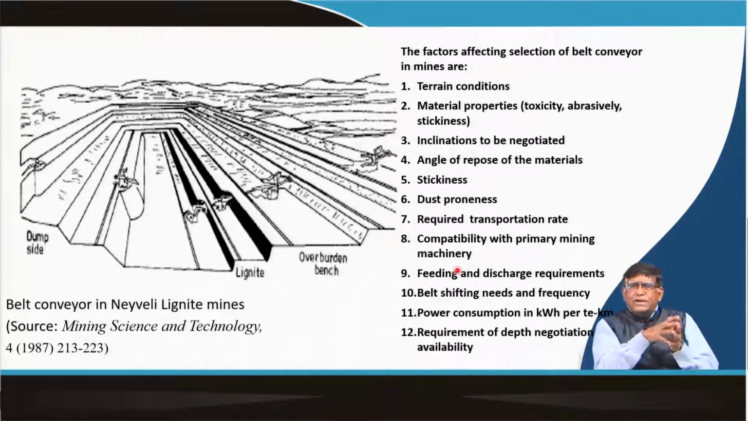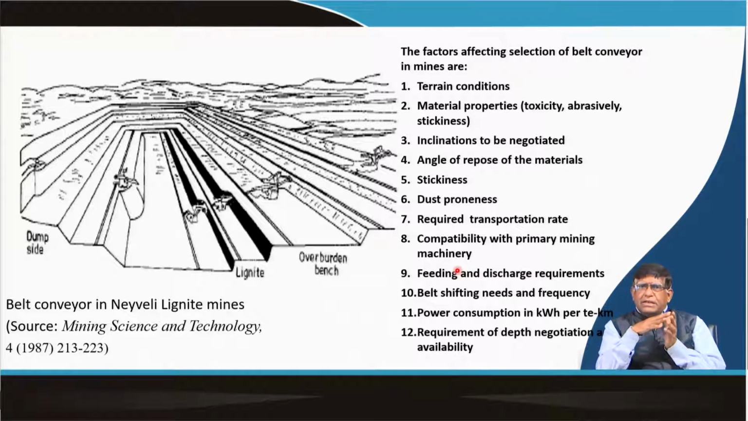Now, the material properties will have to be seen, whether it has a toxic property, an abrasive property, or stickiness, then we will have to incorporate some different designs. If it is toxic, or if it goes with the wind, then it will have to be kept under a cover, so that it does not cause any environmental problem. Similarly, what inclinations are to be negotiated, and the angle of repose of the material, make a very big difference, because if the angle of repose is less, the material will flow down. Then for stickiness, we will have to use a belt cleaner.